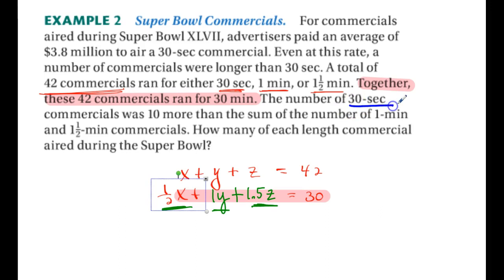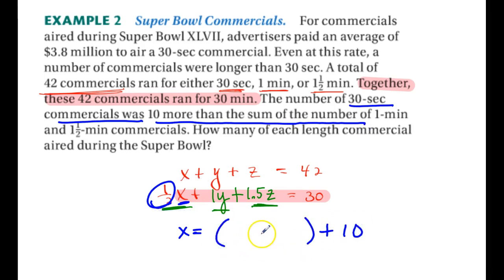And the last sentence says the number of 30-second commercials is or was. So I think my 30-second commercials is X, because my 30 seconds, that's half of a minute. So I would say X is equal to 10 more than the sum. So I got to go 10 more than something. And it sounds like it's going to be a sum. 10 more than the sum of something. Let's keep reading. The sum of what? 1 minute and 1.5. Well, the 1 minute commercials are the Y and the Z.